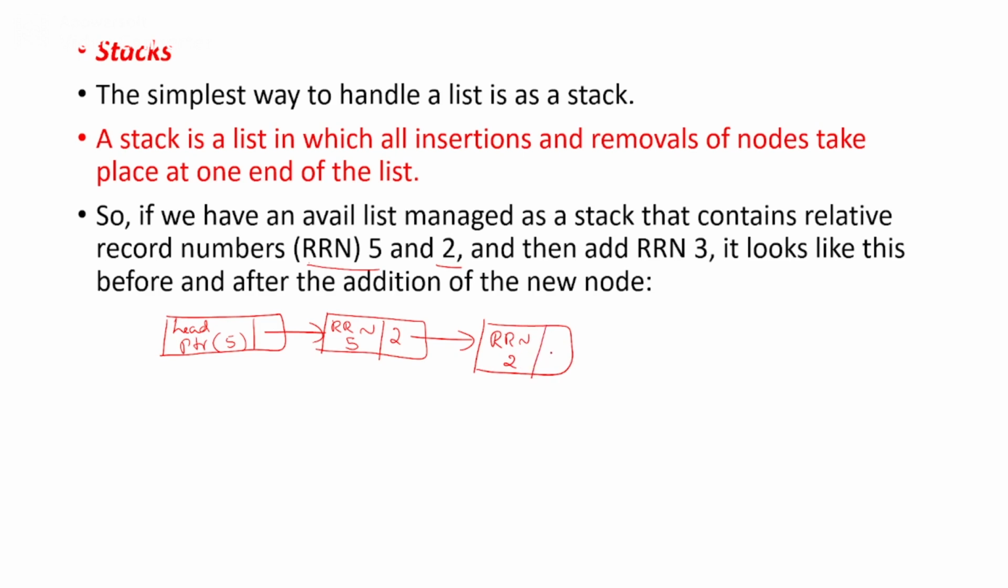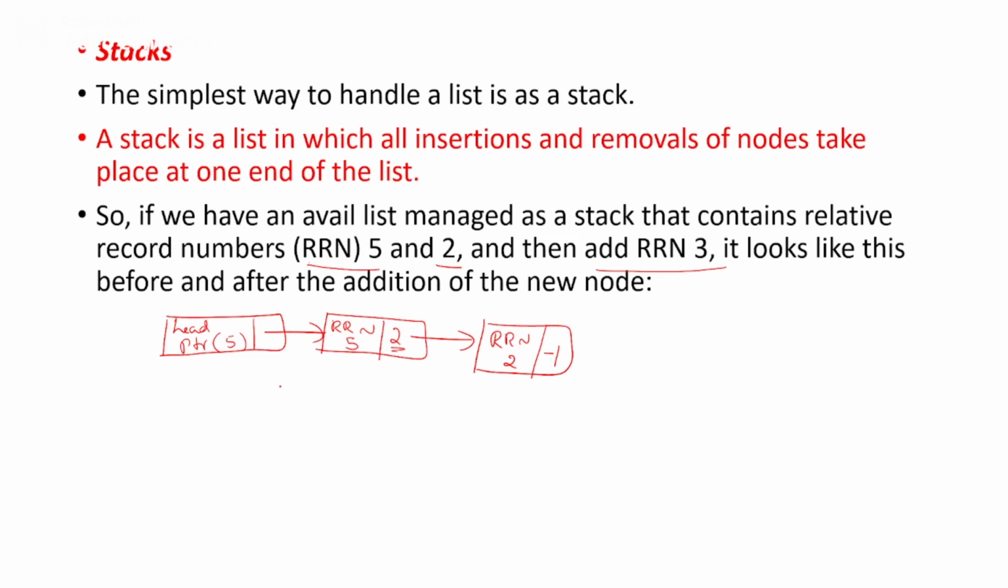Now this is RRN2. You had a list with RRN5 and RRN2. The head pointer is pointing to 5, and the next pointer is pointing to 2, and this is the end of the list. Now add RRN3 to this. How exactly will it look? So where do you need to add the RRN3?